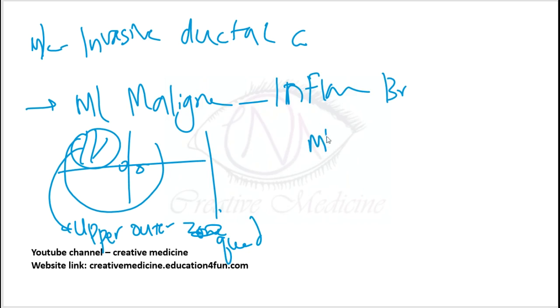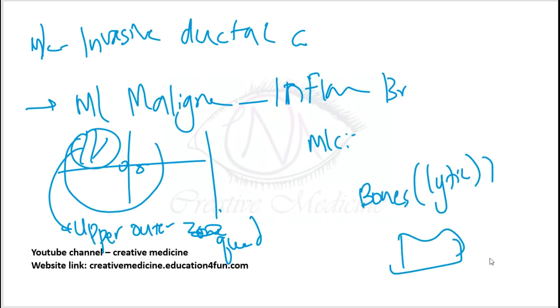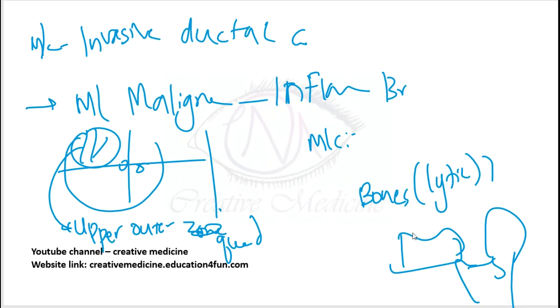Then what is the most common site of metastasis? It goes to the bones, and in the bones it produces osteolytic lesions, especially in the lumbar vertebrae. In the femur it will produce osteolytic lesions, and then thoracic vertebrae, followed by rib and skull.